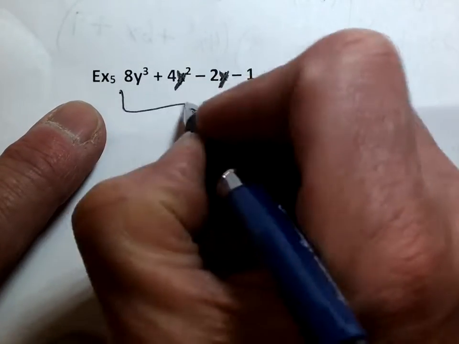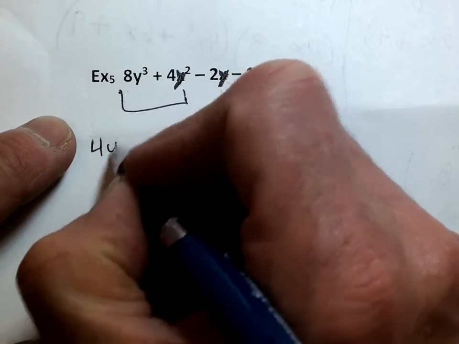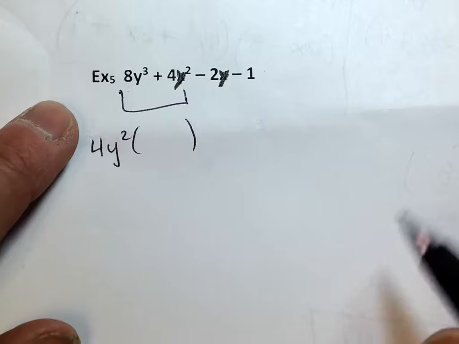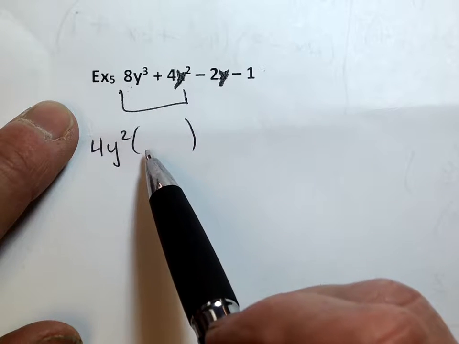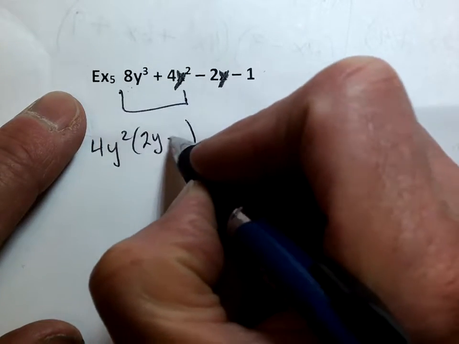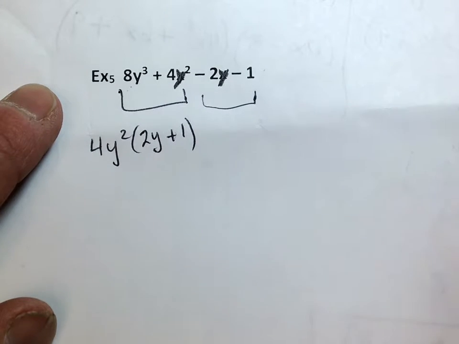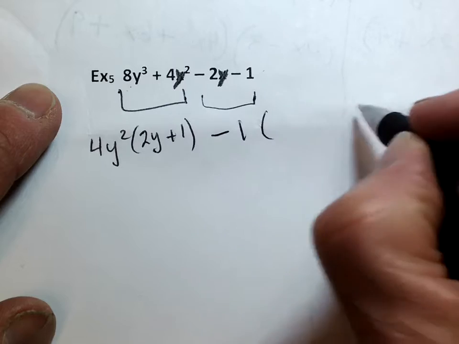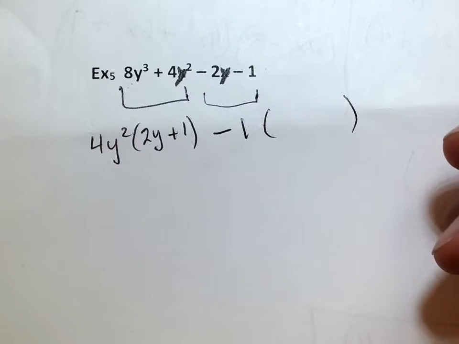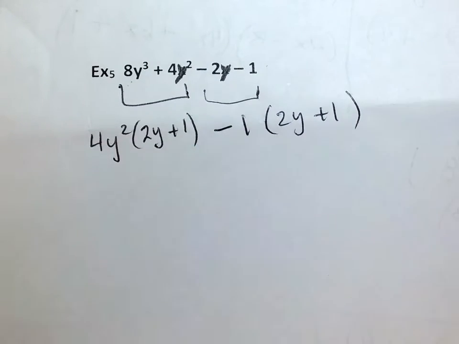Okay, what do these two have in common? They have a 4y squared, don't they, right? If I take out a 4y squared, what's left inside? 2y plus 1, right? What do these two have in common? 1. A negative 1. But very good. You're on the right track. How about a negative 1? So if I take out a negative 1, I'm pulling out its negatives. Does that make sense? So I'd have a positive 2y plus 1 because I pulled out its negative, right?